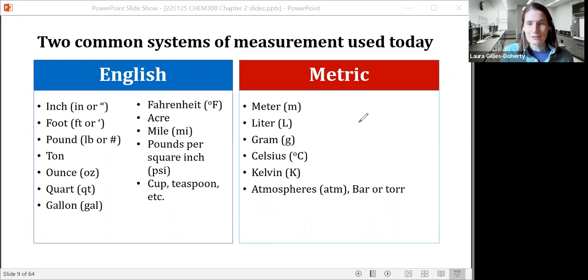In the metric system, the common units are meters for length, liters for volume, grams for mass, Celsius and Kelvin for temperature, and atmospheres, which is abbreviated ATM, bars or torrs for pressure.